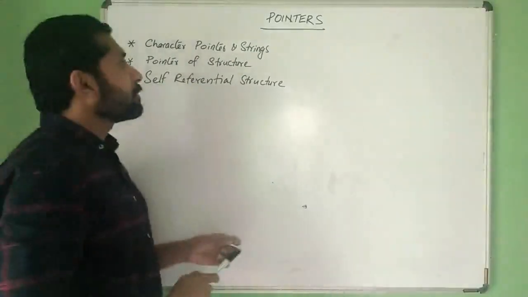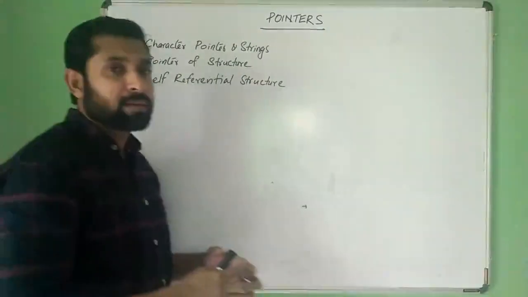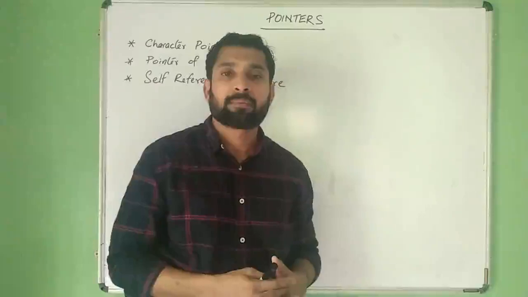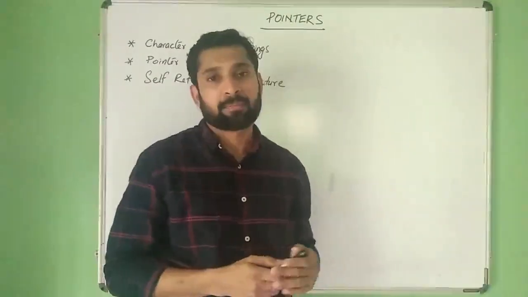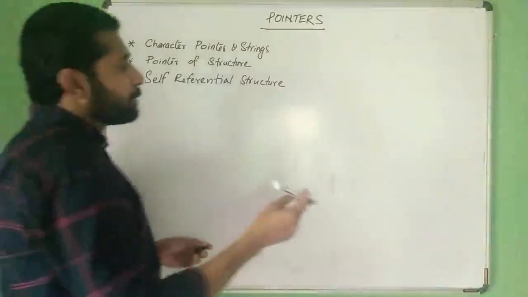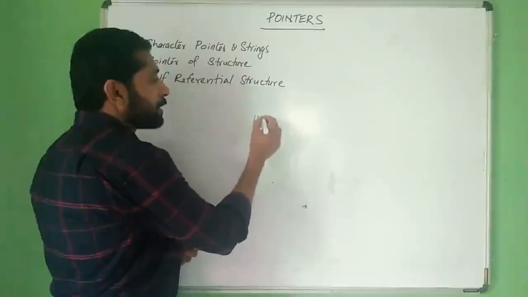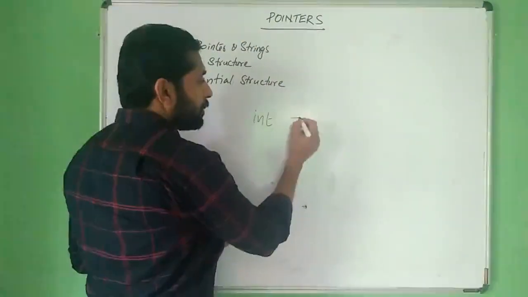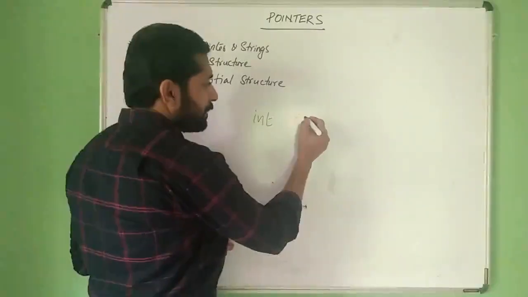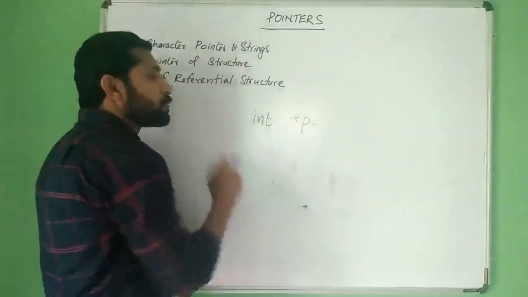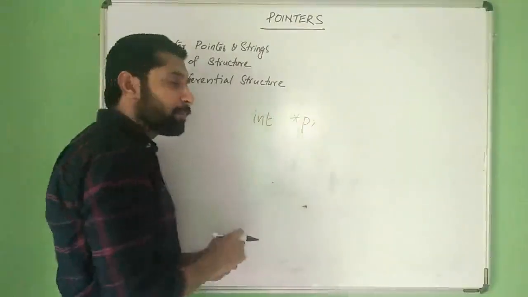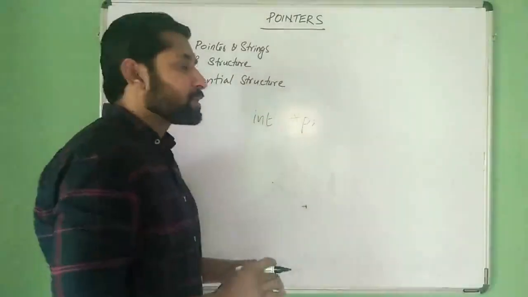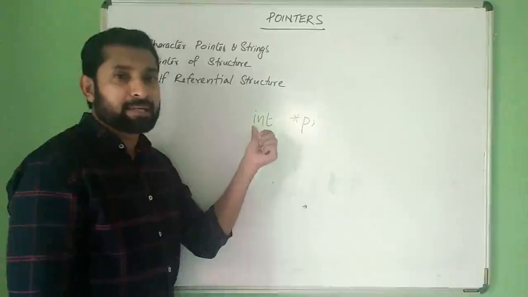So the first one is character pointer. We have seen integer pointer, then floating point pointer, and how they are declared. We know a pointer variable can be declared using its data type. If it is integer, int, followed by a star, then a variable, say p. This will create a pointer p, which can store the address of a memory location of type integer.